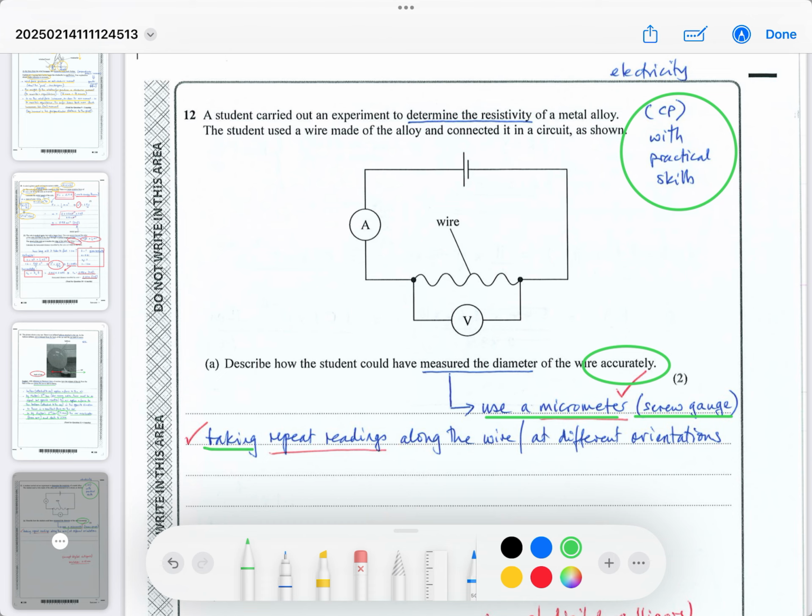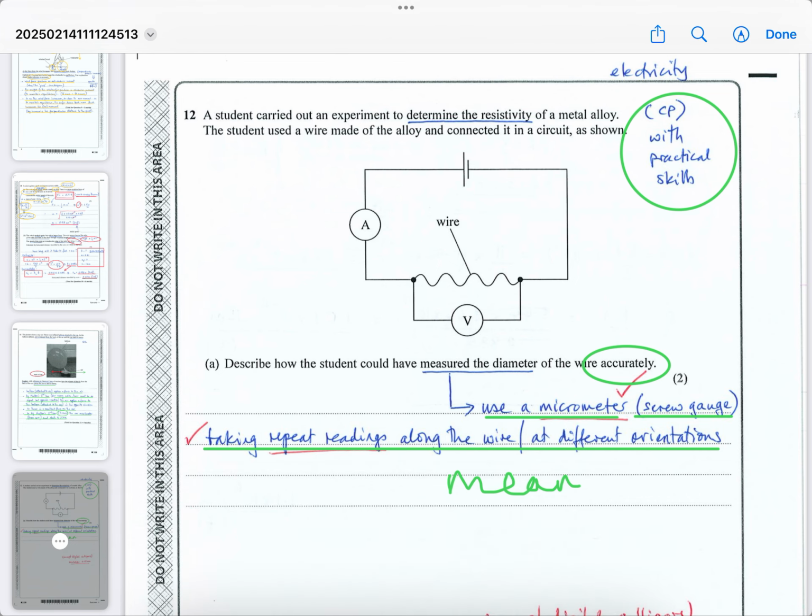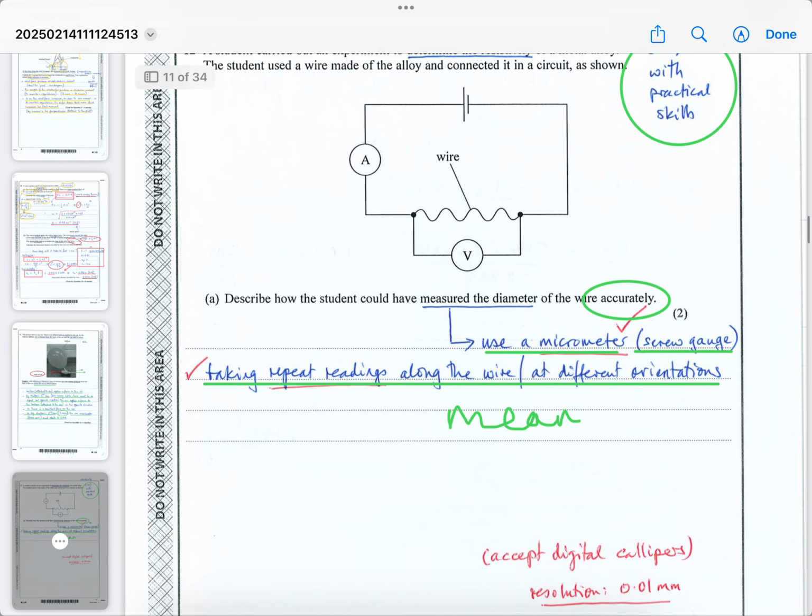And then you should take repeat readings along the wire at different orientations and different positions to be able to get a mean value. Okay, so I fixed my pen, but my pen is charging, so I'm using my finger, which is why my writing is a little bit large. Okay, so this is the first part, 2 marks, practical skills. So you see they can ask questions in this linear exam anywhere they want to.